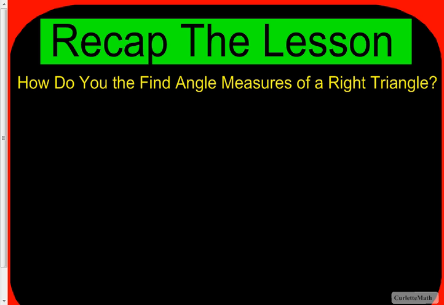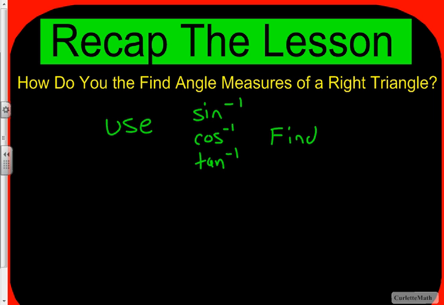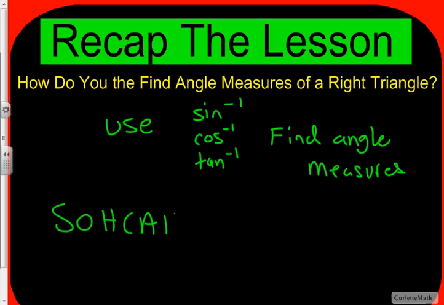Now a recap. What exactly did we do here? Well, we use the sine inverse, the cosine inverse, or the tangent inverse to find our angle measures. Now remember, in order to do that, you still have to use your sine, cosine, and tangent ratio of sides. So we're still using SOH CAH TOA.